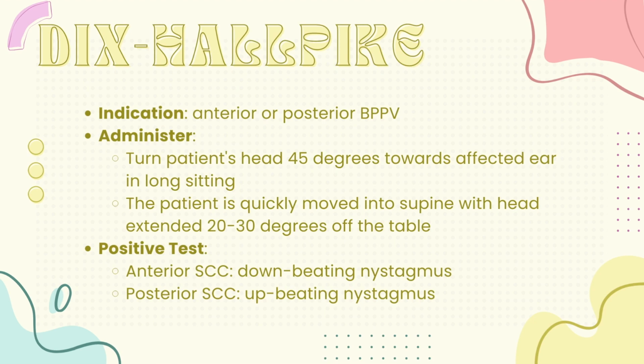So starting off, the Dix-Hallpike. The reason you would do this test is for an anterior or posterior BPPV. You administer the test by turning the patient's head 45 degrees towards the affected ear in long sitting. The patient is quickly moved into supine with head extended 20 to 30 degrees off of the mat. A positive test for the anterior semicircular canal would be downbeating nystagmus, and posterior semicircular canal would be upbeating nystagmus. You will note how long the nystagmus lasts to determine if it's canalolithiasis or cupulolithiasis. Canalolithiasis will be less than 1 minute and cupulolithiasis will be greater than 1 minute.